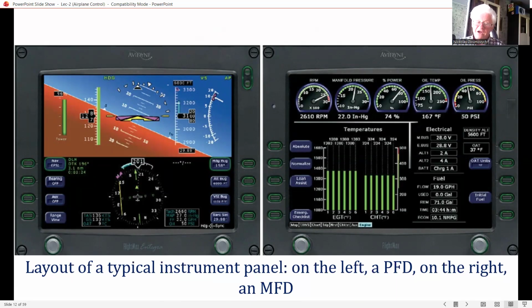Automatic Direction Finder, ADF, which has a needle that points to a non-directional beacon, NDB, and Distance Measuring Equipment, DME, or TAC, which indicates the slant distance in nautical miles to the selected ground station.